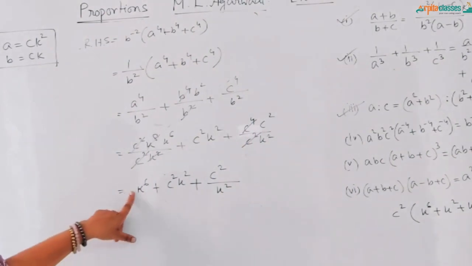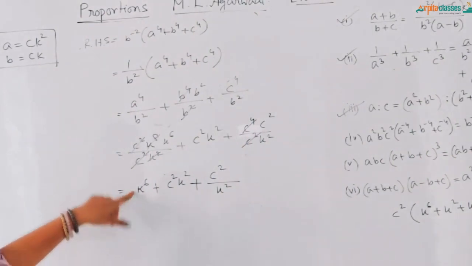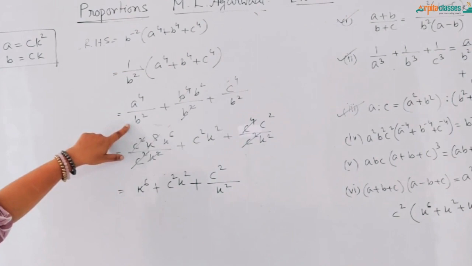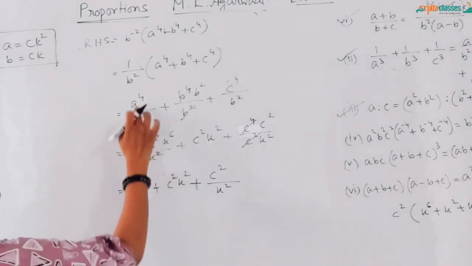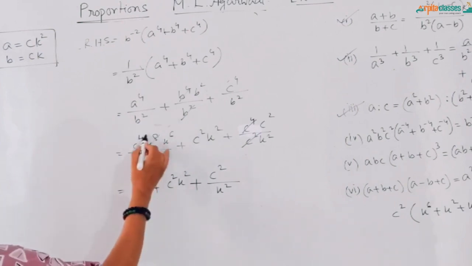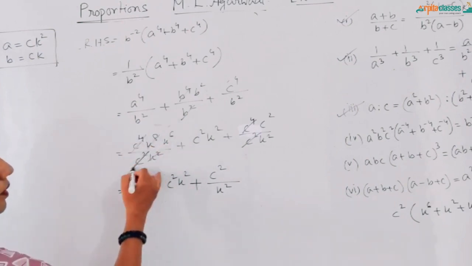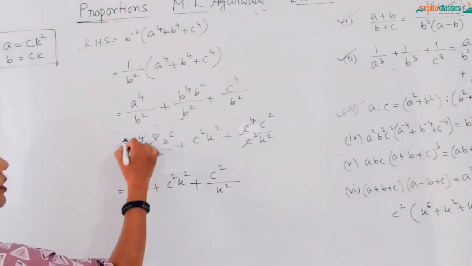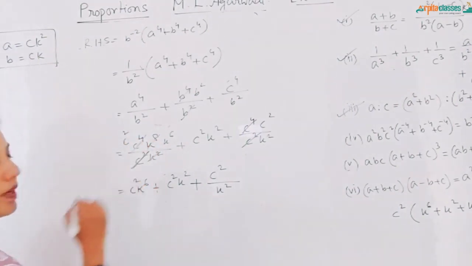Here one c square has to be there. a^4 upon k square, a^4 is c to the power 4. Sorry, here is the mistake. a^4 is c to the power 4 and k to the power 8. Here is the mistake. So it will be c square and this will get cancelled. So it will be c to the power 2. c square will remain here.